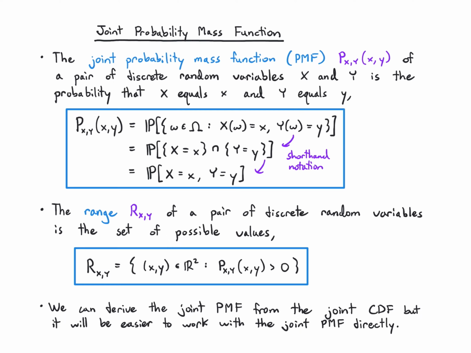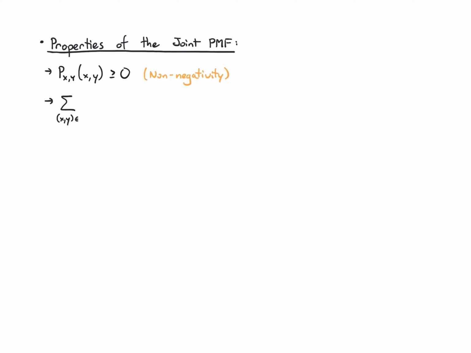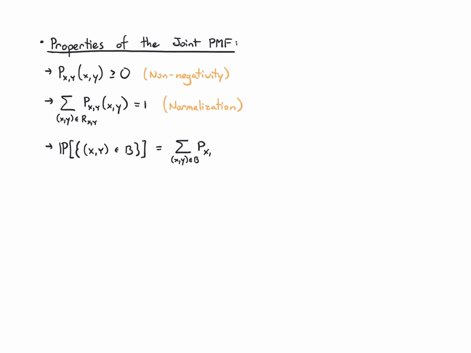Okay, here are the properties that we should actually keep in mind. The properties of the joint PMF are that it is non-negative, so whatever value you plug in, you will not get a negative number. It sums up to 1, so normalization says the total probability is 1. And additivity: the probability that you fall into a set is just found by summing up the pairs in that set. So if I have pairs in this set B and I add up their PMF values, that gives me the probability of falling into B.